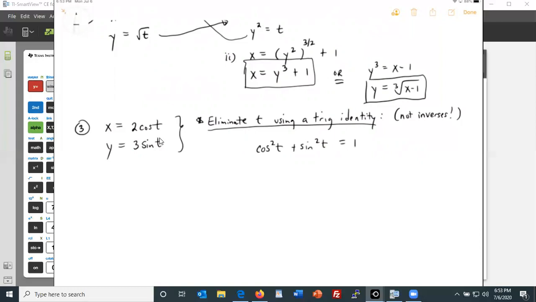All right, so let's do that. If we take this set of equations, we get cosine of t equals x over 2. Just divide by 2 to the other side, and you can isolate cosine. And then sine of t would be y divided by 3.